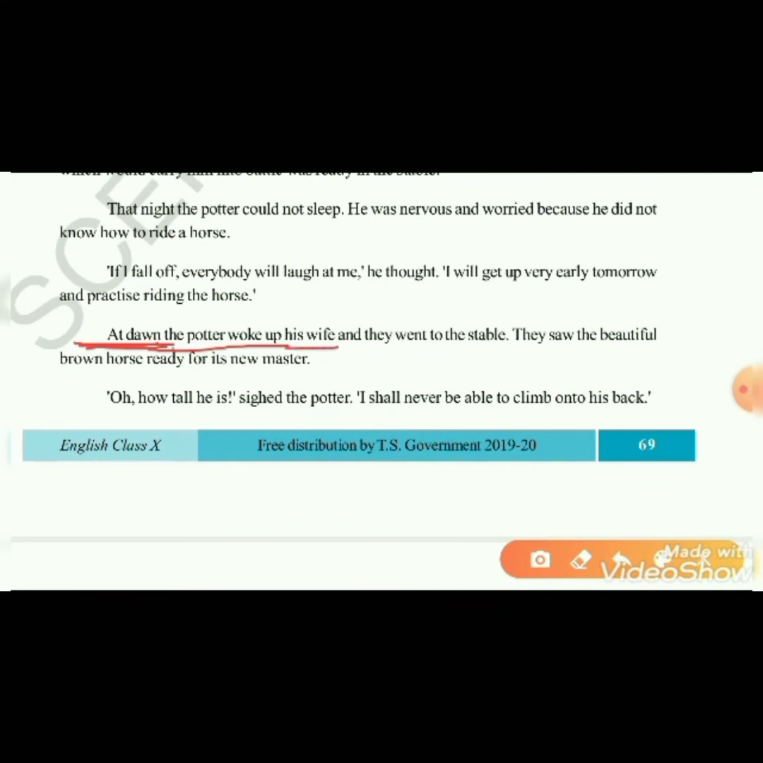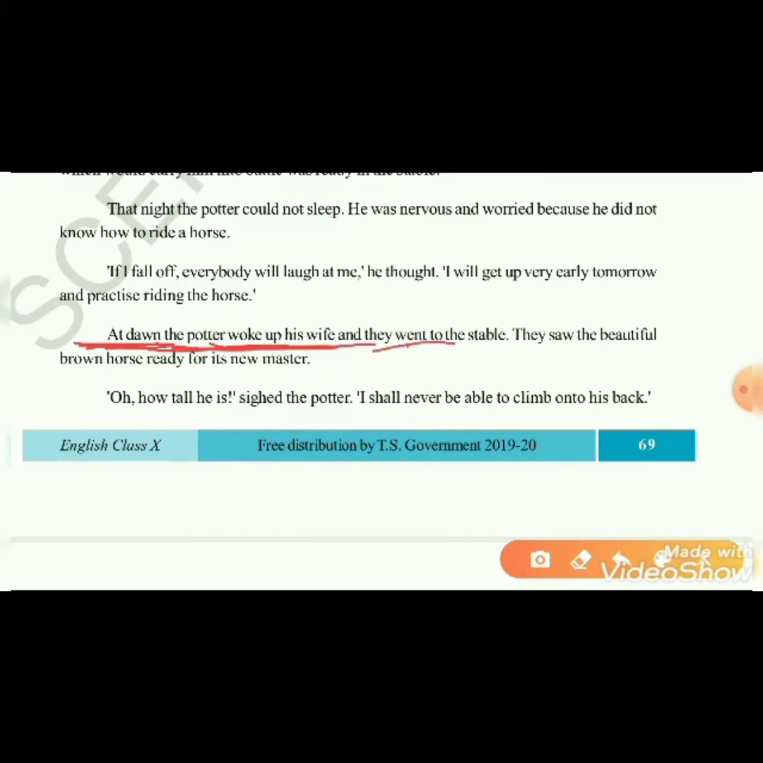The potter woke up his wife and they went to the stable. So early morning, before everyone gets up, the potter woke up his wife and both of them went to the stable. What is a stable? A place where the horses are kept.